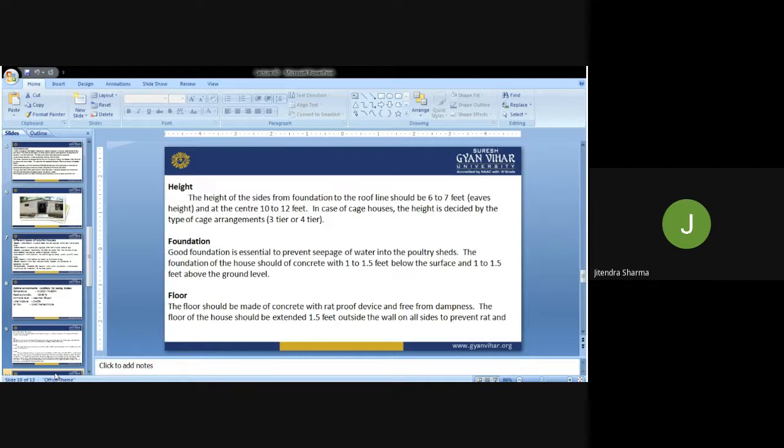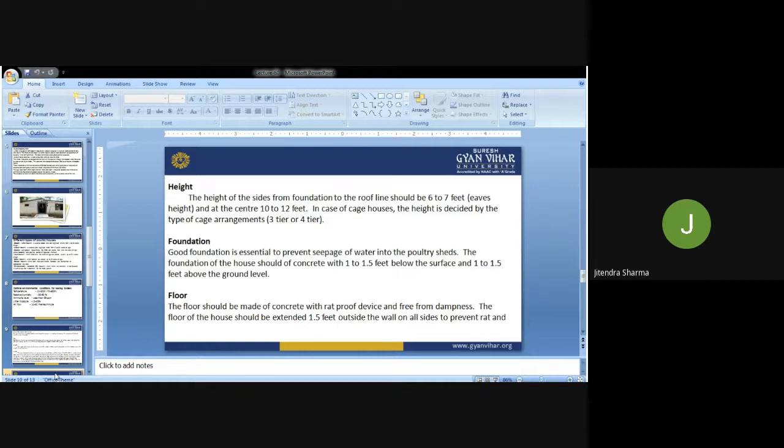Now the foundation. A good foundation is essential to prevent seepage of water into the poultry shed. The foundation of the house should be concrete, 1 to 1.5 feet below the surface and 1 to 1.5 feet above the ground level. That is required for safety and to avoid unnecessary seepage and moisture inside the poultry farm.